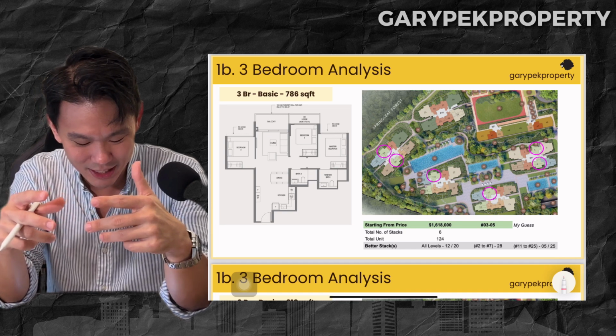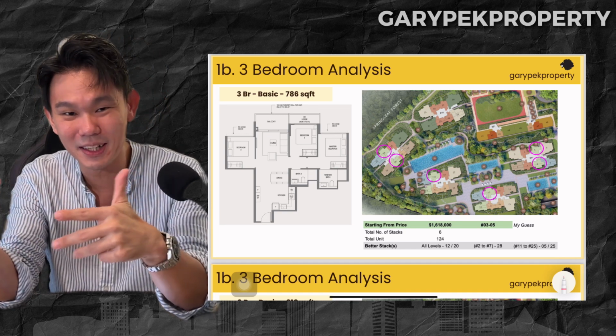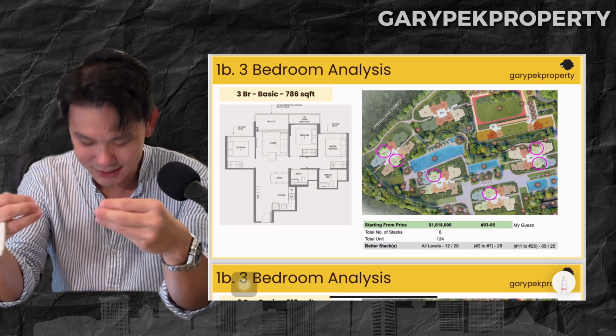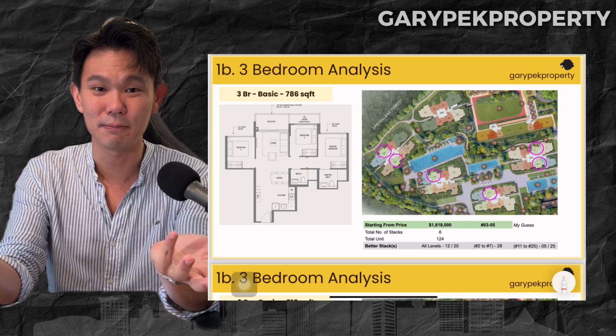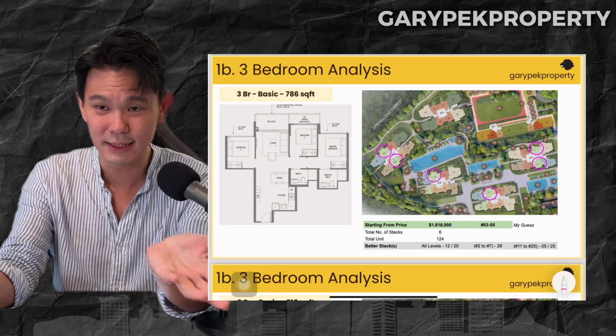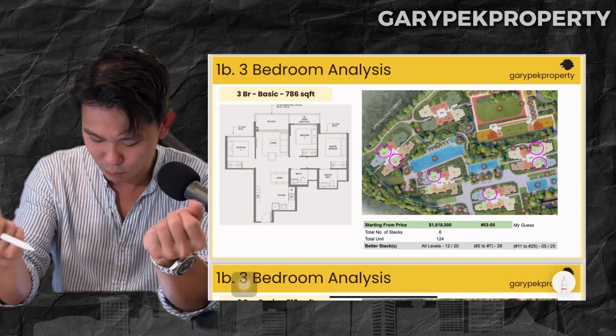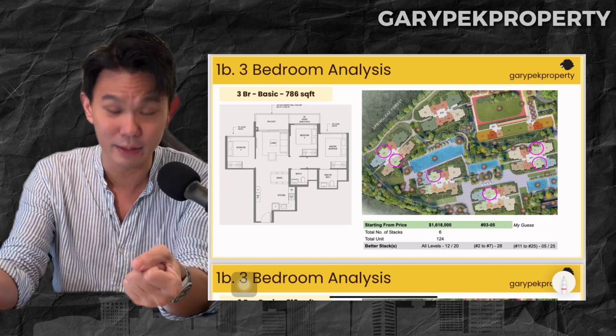There is the 786 and the 818 square feet. And they are very attractive because of the starting from price. As I mentioned, the developer has been quite generous. They gave us the starting from price for a 786 square feet at $1.618 million.